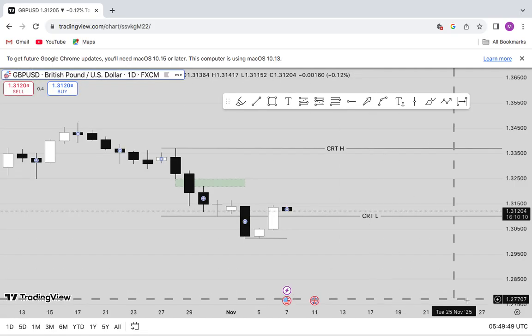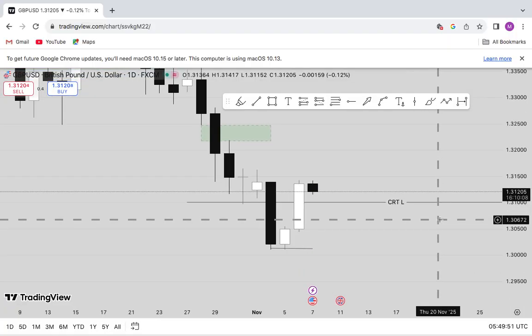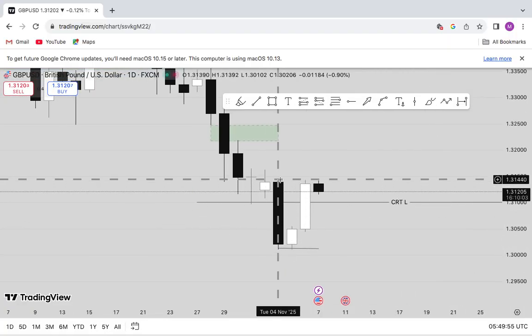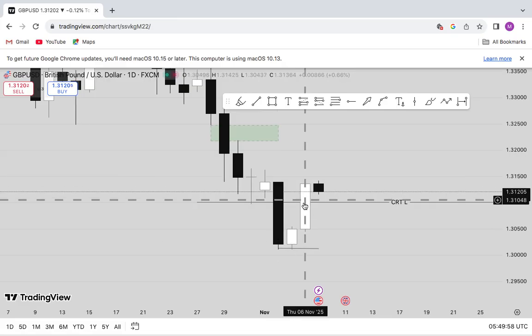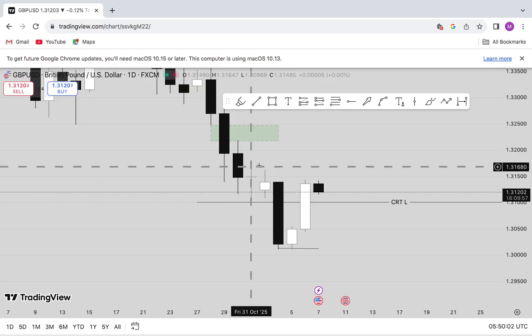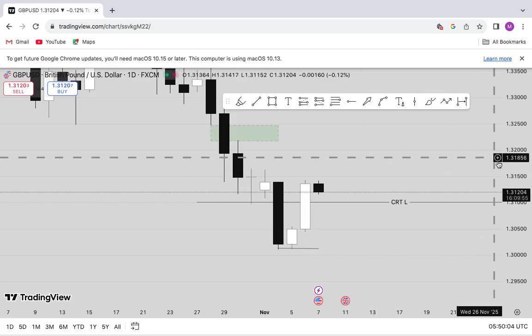As you can see on the daily time frame, we had a CRT yesterday, price taking out this low and pushing all the way to the CRT high. So we had a CRT move yesterday. And where am I expecting to see price pushing to?